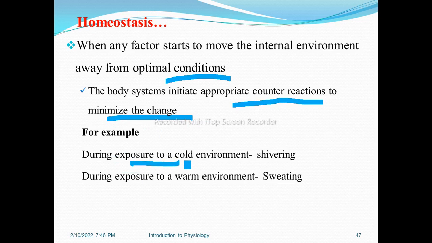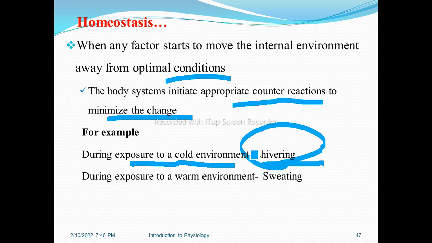For instance, during exposure to a cold environment, our body will shiver. That means during shivering, our muscles will move. So the muscles will produce heat, and since muscles are producing heat, shivering will increase the heat in our body, so it will compensate. During a warm environment, our body will sweat. That means when our body becomes feverish or warm, to decrease its body temperature, our body decreases heat by sweating. So sweating will compensate it.